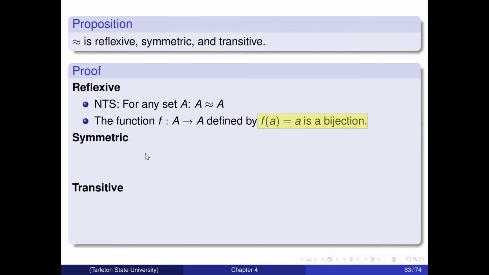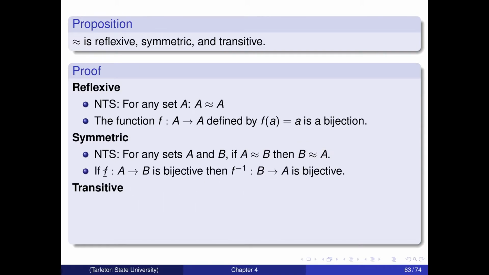What about symmetry? We would need to show that for any sets A and B, if A has the same cardinality as B, then B must have the same cardinality as A. And again, what would that really require? It would mean that if we have a function from A to B that is bijective, we need to produce a function from B to A that is bijective. And a really nice property that we saw last time about bijections is every bijection has an inverse function that goes in the other direction. And again, it is quite straightforward to show that if f is a bijection, then its inverse function is also a bijection.